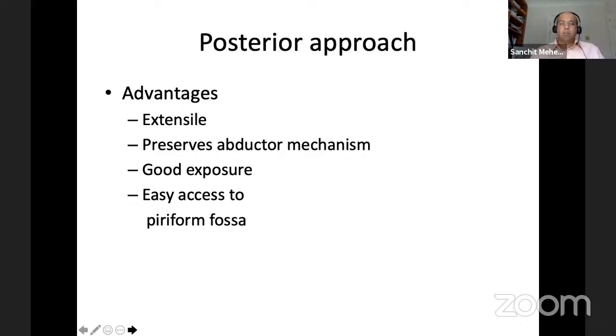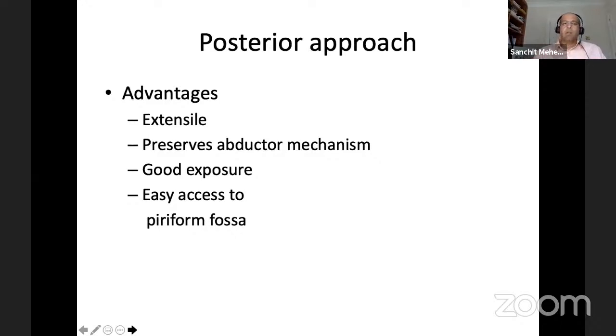You can do pretty much, so you can go all the way down to the knee if needs be. It preserves the abductor mechanism, the gluteus medius being the most important muscle. You don't touch it, so that's great. It gives you fantastic exposure. I think with all the approaches, it is probably the most unparalleled approach, sort of visualization, and you get 360 degrees exposure of the acetabulum.